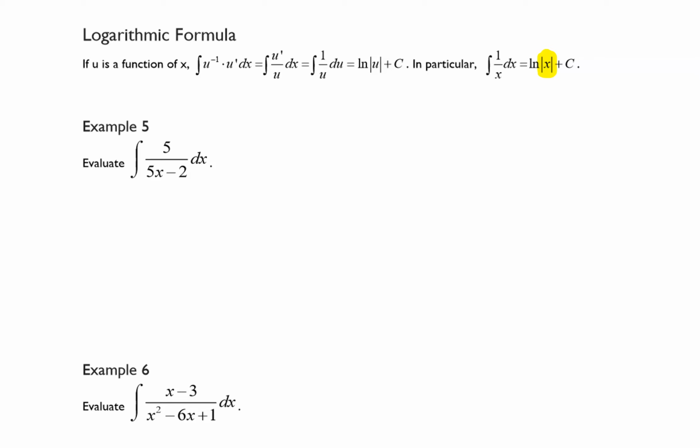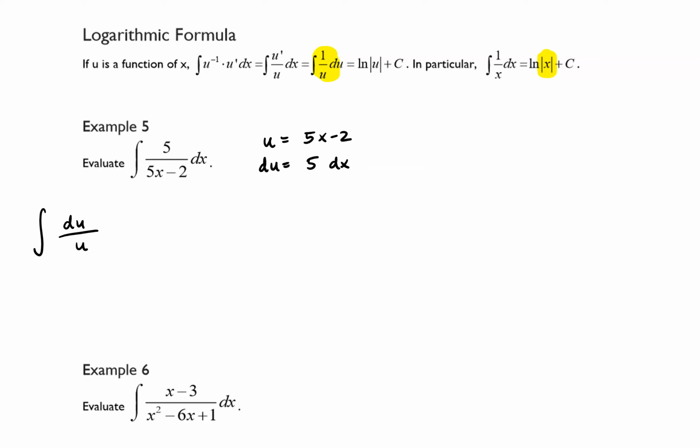It wants us to evaluate the integral of 5 over 5x minus 2 dx. And I'm going to make my u value 5x minus 2, and then du will equal 5 dx. And we don't need to do anything there, so we can rewrite that integral as du over u, which is the same thing as this integral here. 1 over u times du is the same thing as du over u.